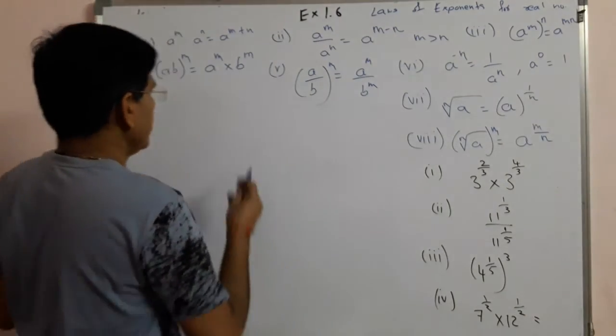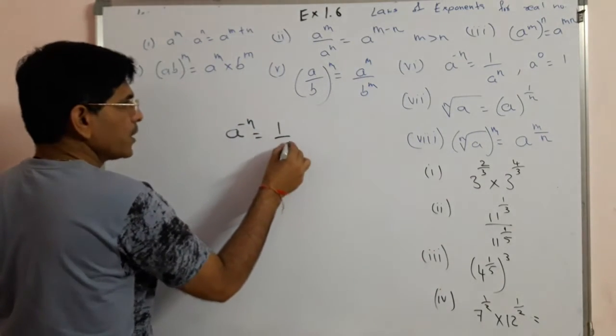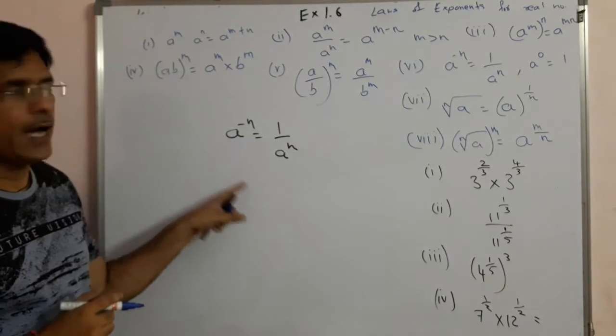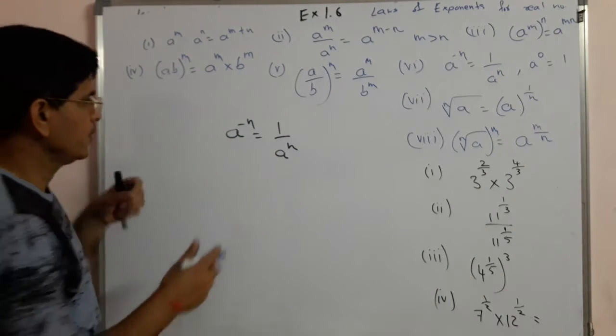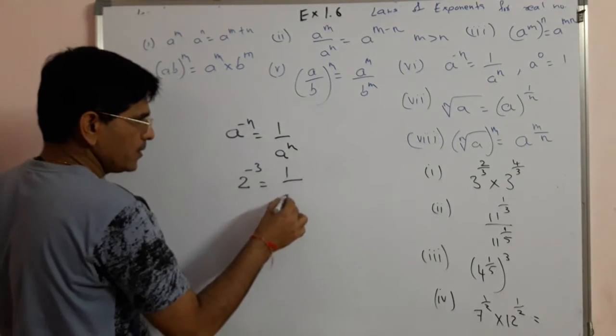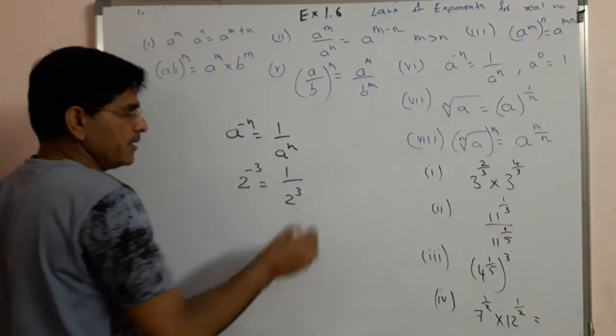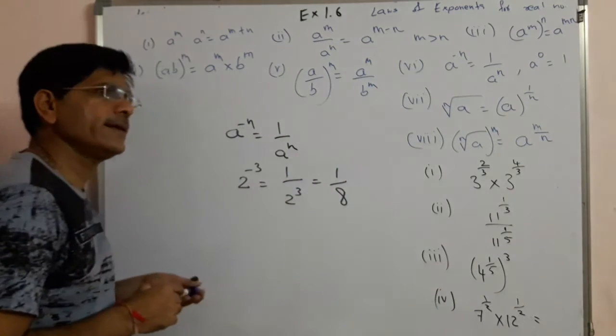Sixth law: a to the power minus n. If I want to remove this negative sign, I have to use it as a denominator. So if I write 2 to the power minus 3, then I have to write 2 to the power 3 in the denominator. So the answer is 1 upon 8.